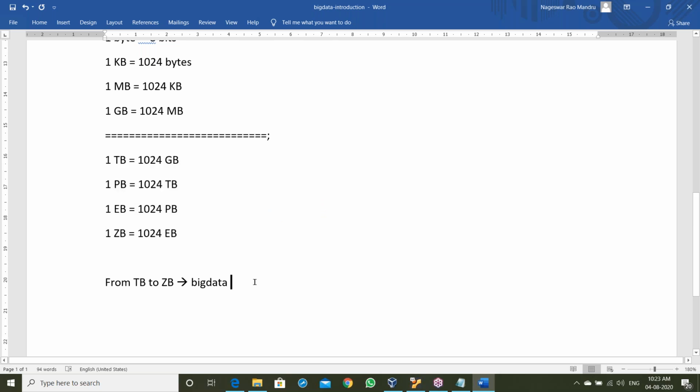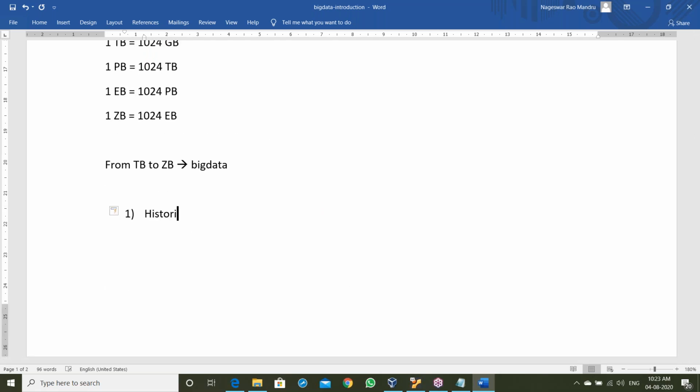What are the examples of big data? First, the best example: historical data. Historical data means old data, maybe 2 years, 3 years, 4 years, maybe 10 years of data. That is a huge amount of data. Current year data is small data, no issue. But historical data is big data.